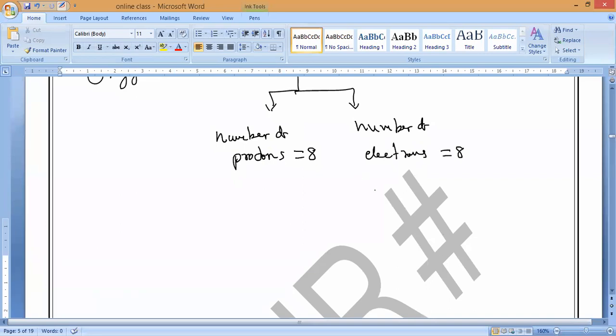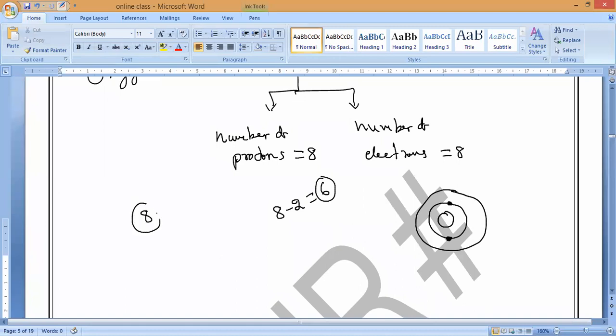Based upon this, we can draw the structure of the atom. So you can draw 8 electrons. How? 2 electrons in the first shell. 8 minus 2, the first shell is over. In the second shell we can fill a maximum of 8 electrons, but we have only 6. So we represent 6 electrons. Is it okay, guys? Yes, sir. That is how to remember it.